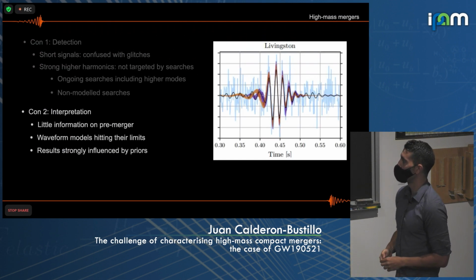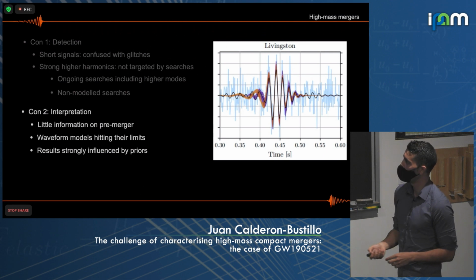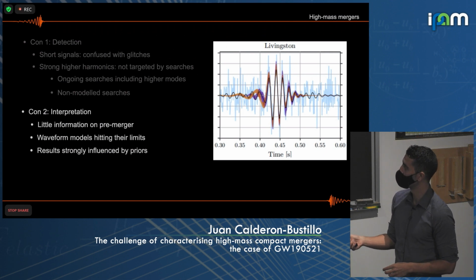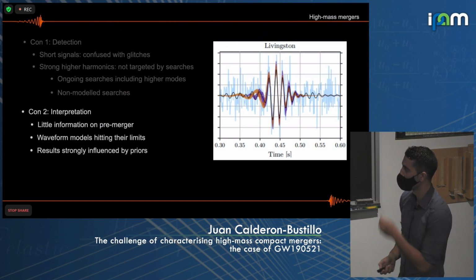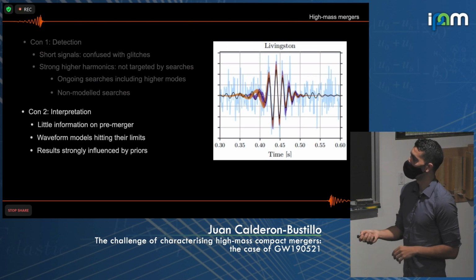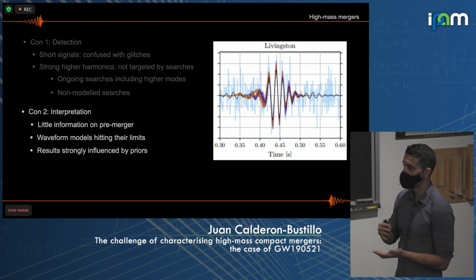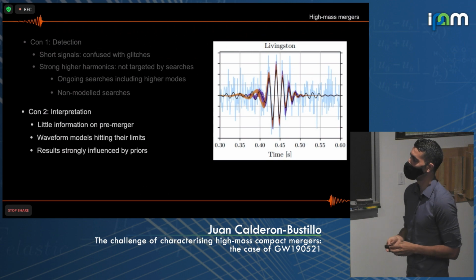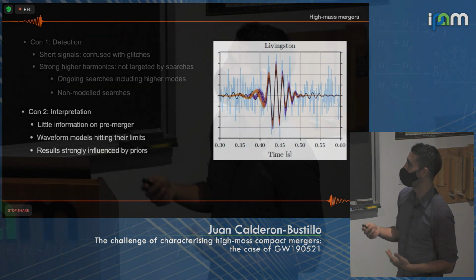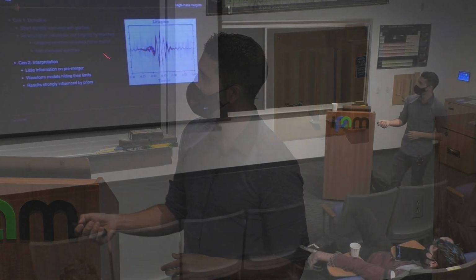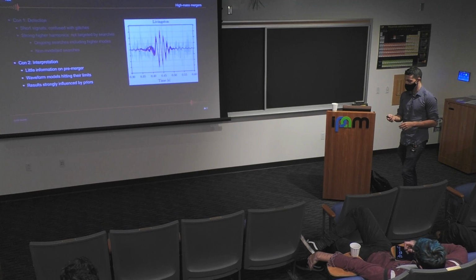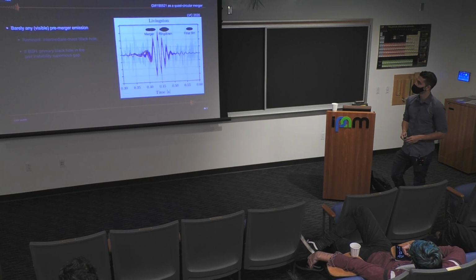And as I said, interpreting them is also really tough because there is little information about what happened before the merger. Many times, the waveform models are going to be actually hitting the limits of their calibration regions. So there is this fundamental uncertainty of, am I sure that my waveform model is actually correct or not in here? And precisely because there is not much information here, the results can be strongly influenced by your prior choices.